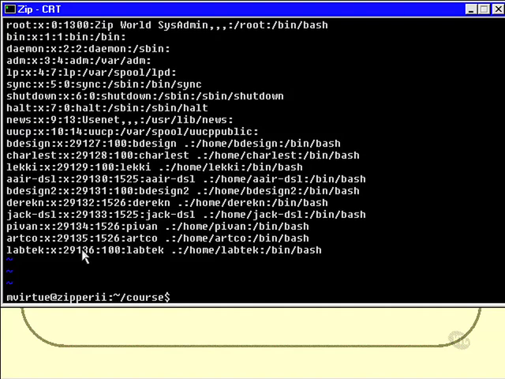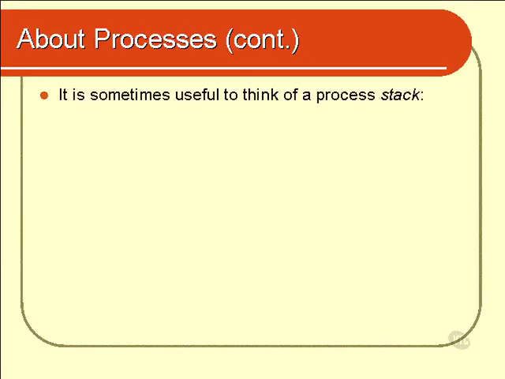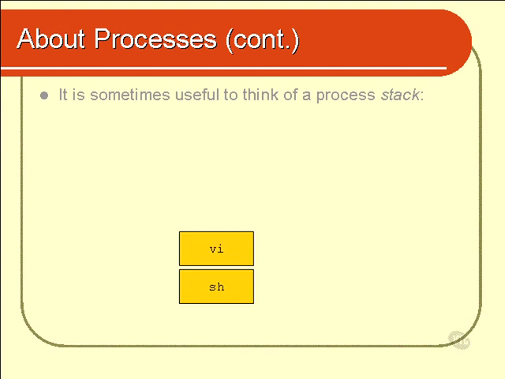I'll show you a little diagram of how I like to think of that. It's useful to think of this as a process stack. You start with your basic shell, which is the shell that you log into, and then you use that shell to start another program, say vi, and the way you think of it is that you load vi in on top of the shell. Now, you only are interacting with vi at this point. The shell is still running, but it's kind of on hold while you're interacting with vi.